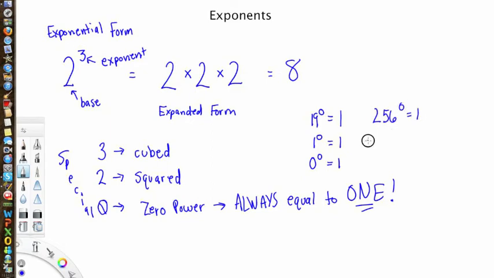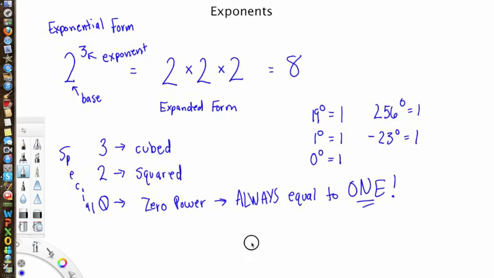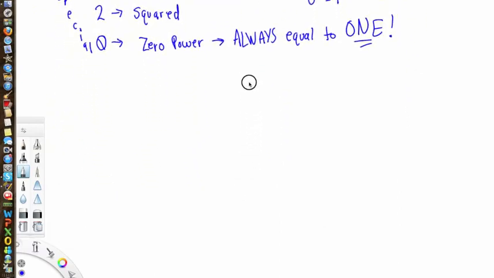We could even have a negative number, negative 23 to the 0 power. And it's still going to be 1. Some of you are saying, I don't even know what a negative number is. You'll learn that later this year. But anyway, the 0 power. Any time we have an exponent that's 0, it's going to be equal to 1. Now let's slide up a bit here, and we'll come back to that. Let's practice some.